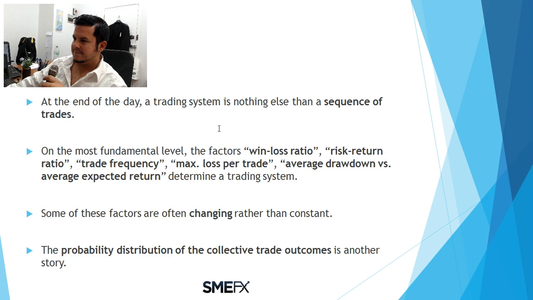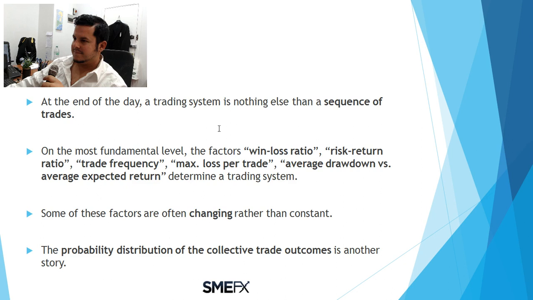Yeah, this is in particular important for all these cheat systems, which may take a few pips in profit but have a massive downside. We'll come to that. And then what's the average drawdown versus the average expected return? That is a very important factor when it comes to a set of trades, because if your return is 4 or 5 times higher than the average drawdown, things look good.